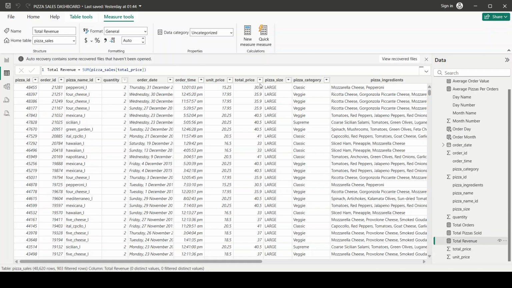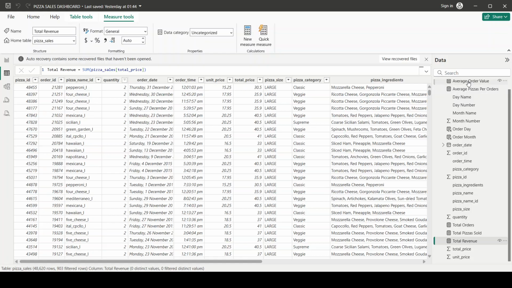So I have calculated the total price, which is this unit price and this quantity. For this particular pizza, the price was 15 pounds 25, and the customer ordered two, so the total price, or the total sales, I think I should make it total sales, was 30 pounds 55. In order to find the total revenue, we need to calculate all the sales. That is why I did a sum of the pizza sales, the total price here. That gives us the total revenue.